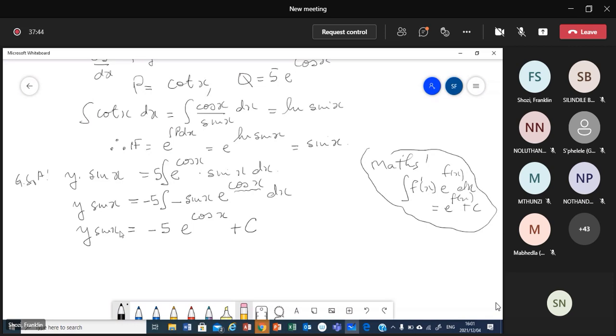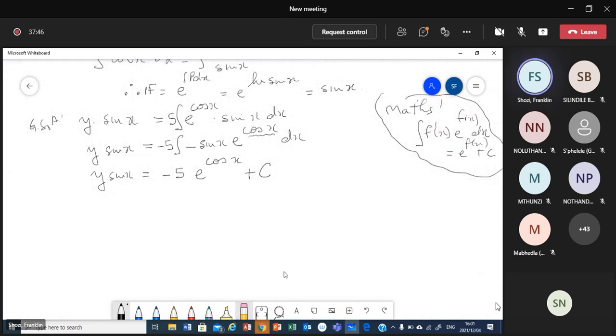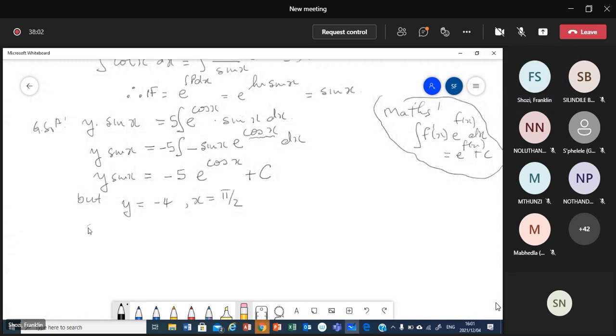But what are we given? We are given that y is minus 4 when x is pi over 2. We must find c. This implies that we substitute y, it's minus 4, times sine pi over 2 equals to minus 5 e to the power cos pi over 2 plus c.